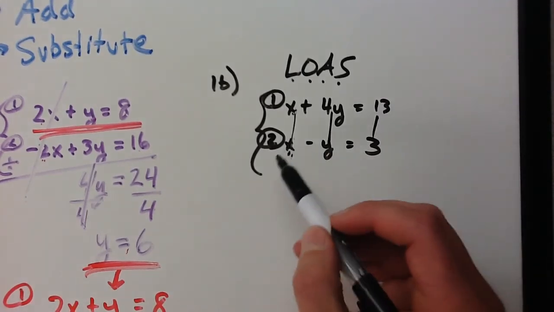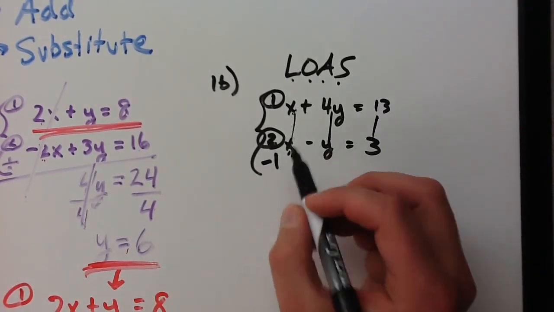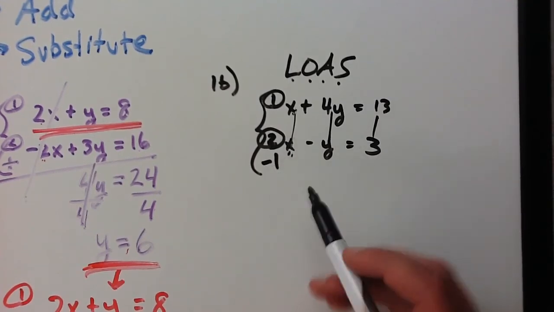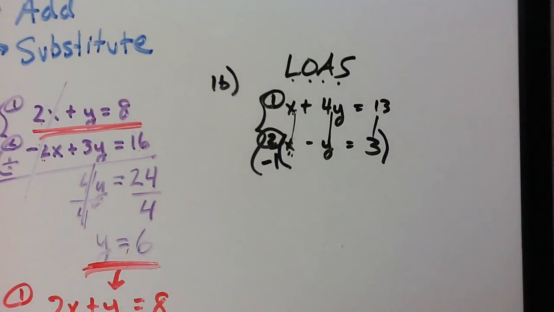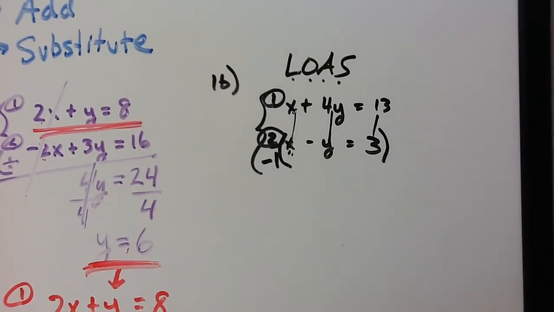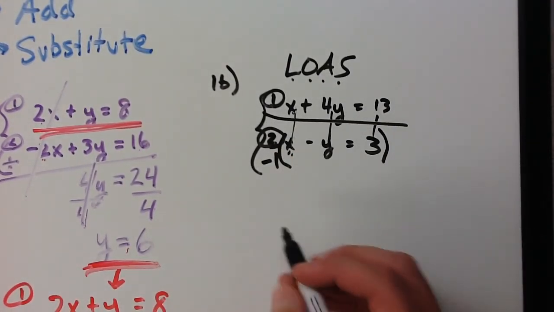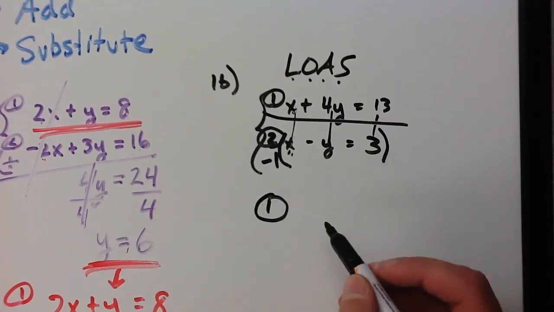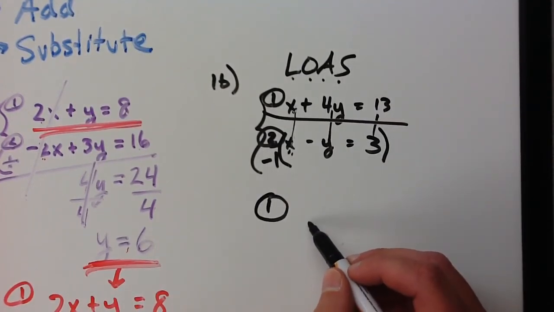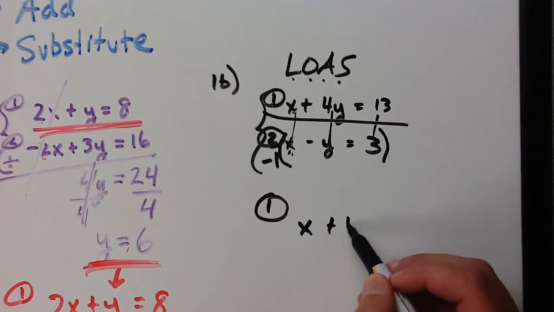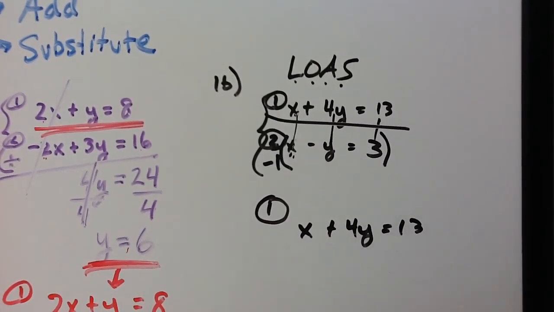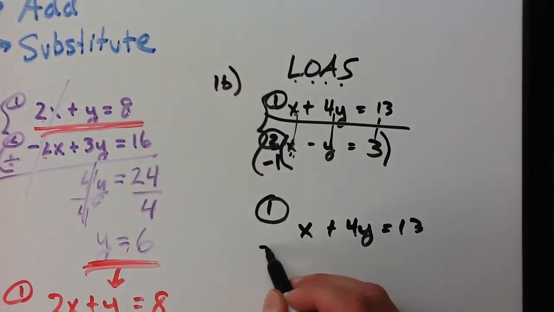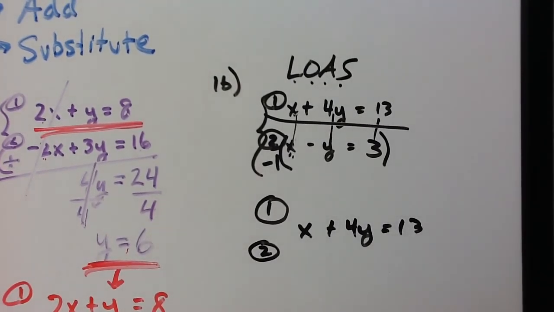So what we're going to do here is multiply this whole entire equation by negative 1. So I'm going to put negative 1, and I'm going to put the whole equation in parentheses. I'm multiplying the entire equation by negative 1. So this top equation, equation number 1, is going to stay exactly the same. I'm just going to copy it down here: x plus 4y equal 13. Equation 2 will change because I am multiplying every term in the equation by negative 1.